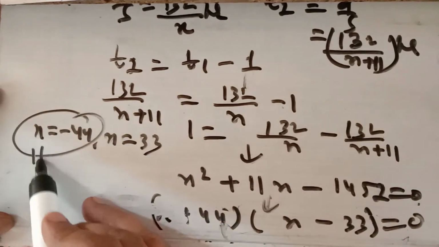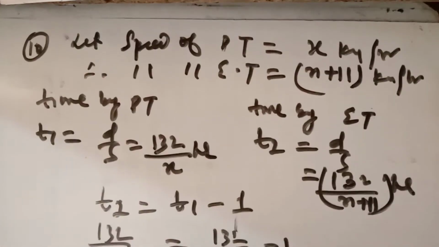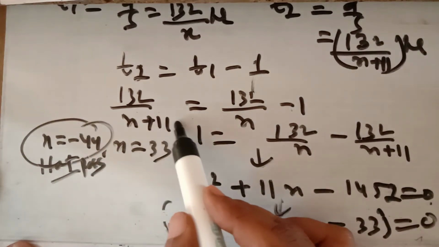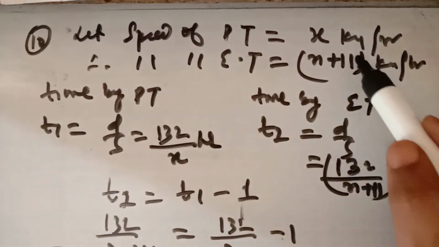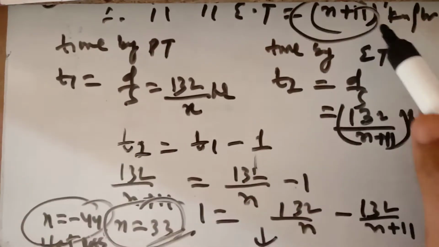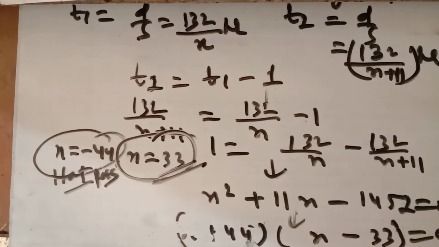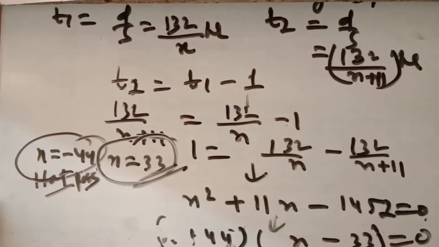So minus 44 is not possible, because what is x? X is the speed of the passenger train, which cannot be negative. So the speed of the passenger train is 33 km per hour, and the speed of the express train will be 33 plus 11, that is 44 km per hour. You can solve it by any method, and you have to write in the end in a statement that the speed of the passenger train is 33 km per hour and the speed of the express train is 44 km per hour.